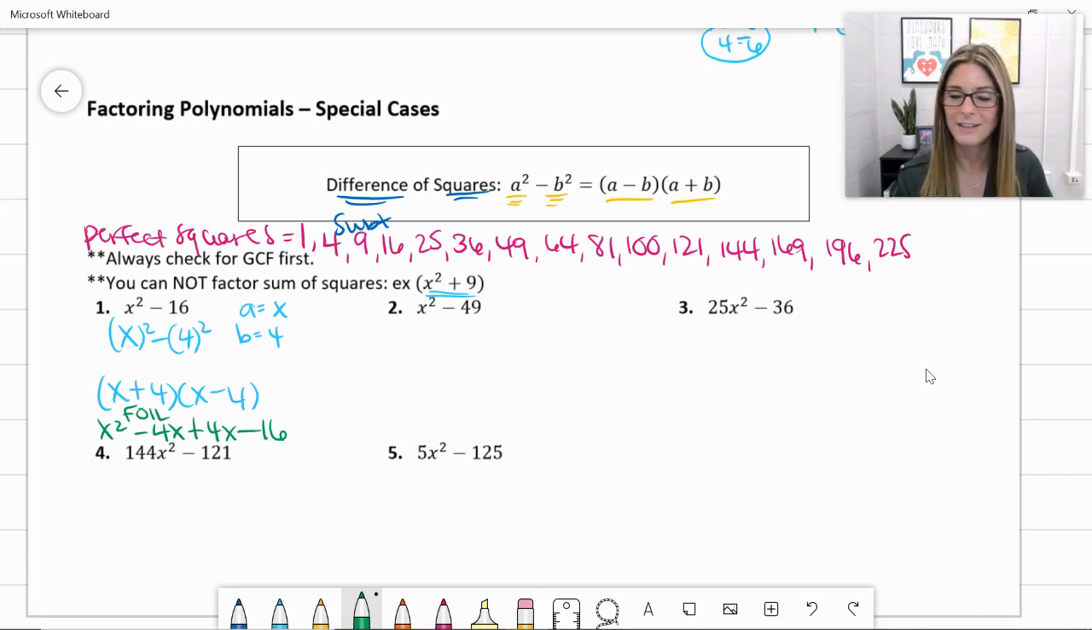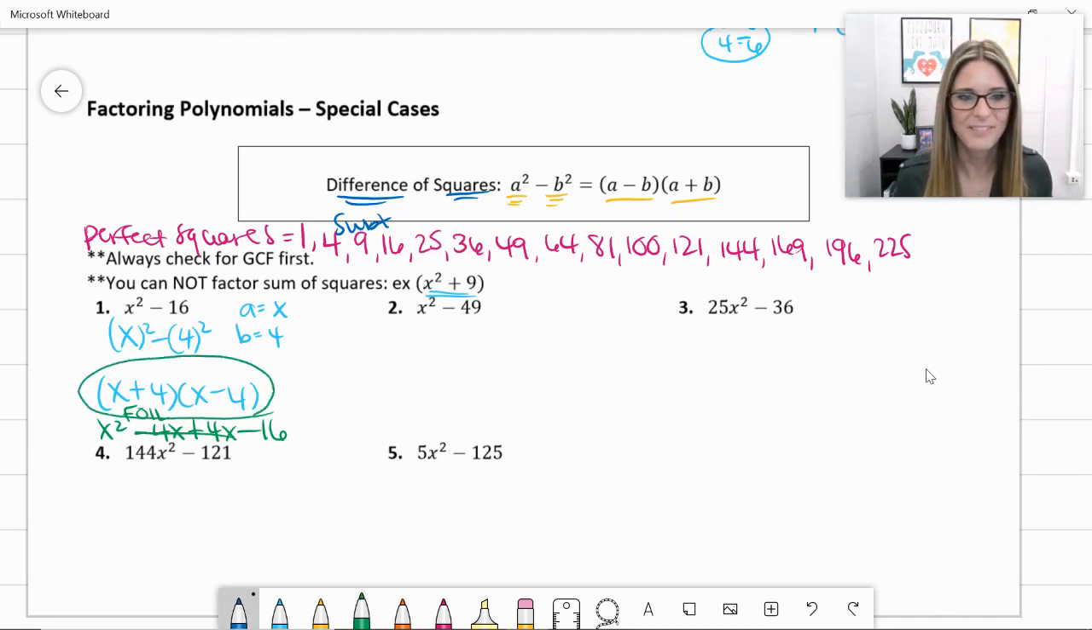Now, what happened? We got a negative 4x and a positive 4x there in the middle that are going to cancel, and there's where that difference of perfect squares is. It's because we had opposite signs that are like terms in the center cancel out and are gone. So final factored form of x squared minus 16, x plus 4, x minus 4.